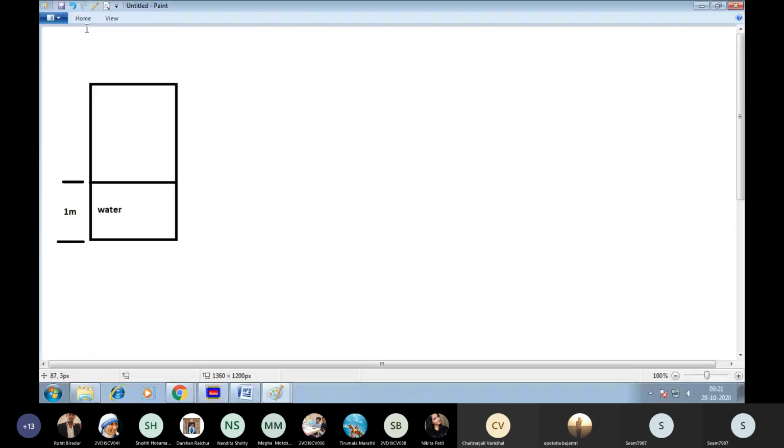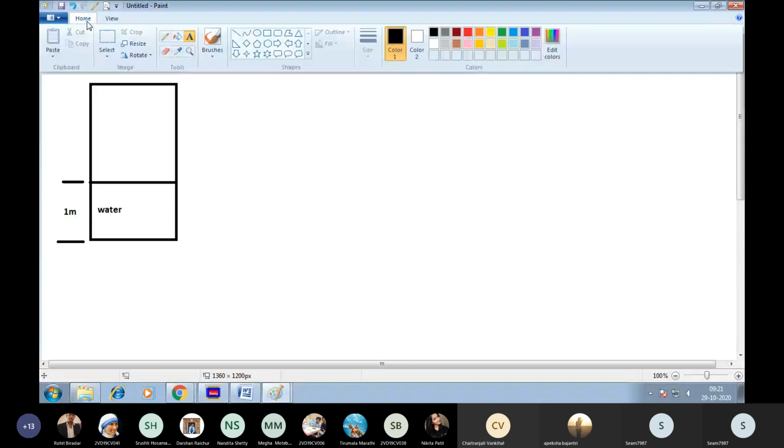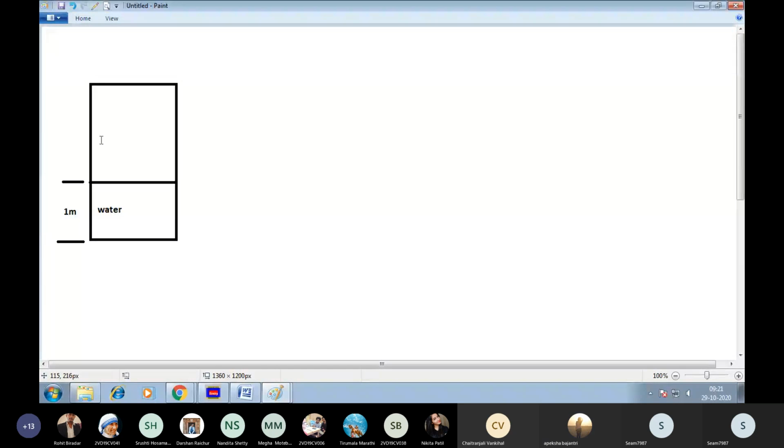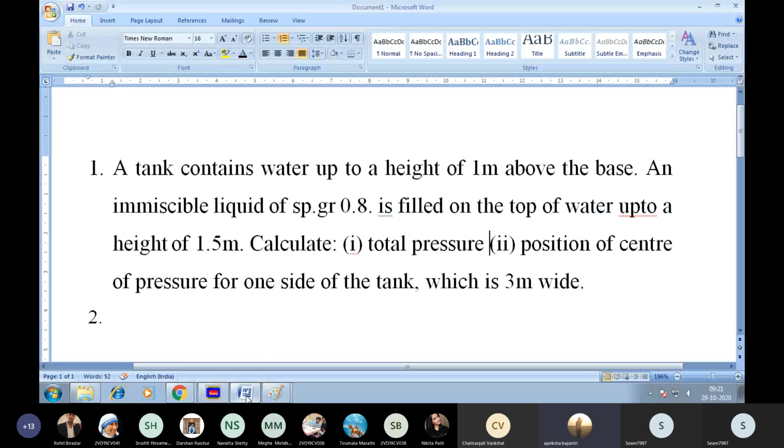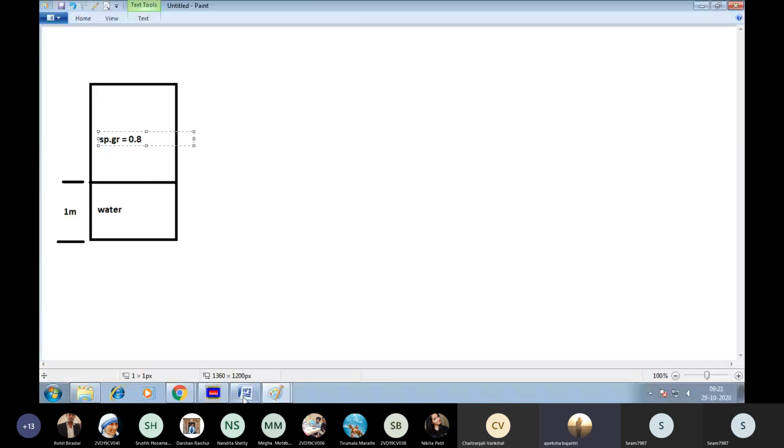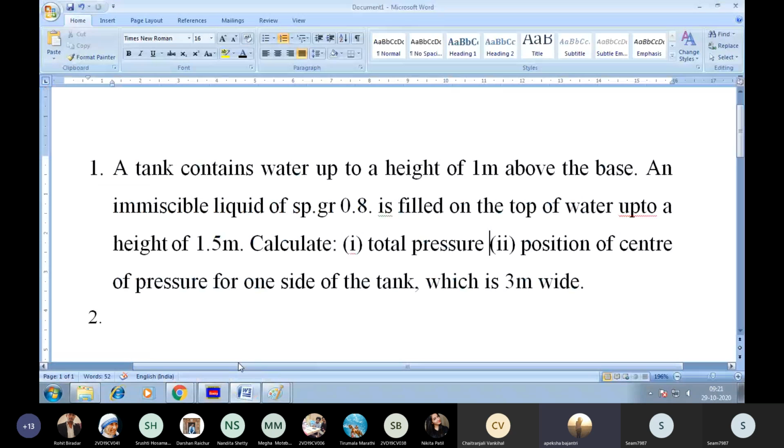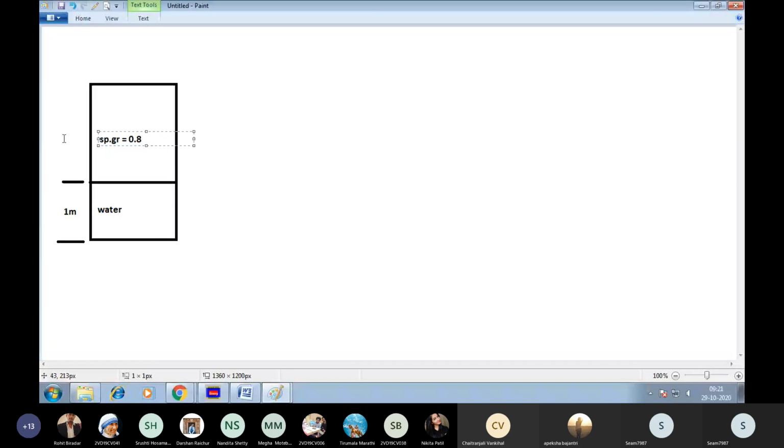Next, which is the other liquid? Immiscible liquid. Okay, what is the specific gravity? It is 0.8. Okay, so it is filled on the top of the water up to a height of 1.5 meter above the water.